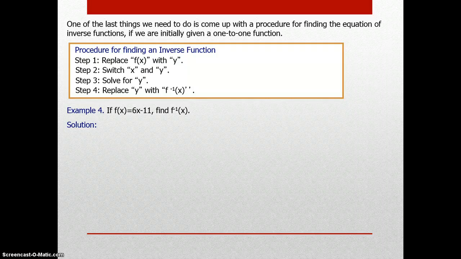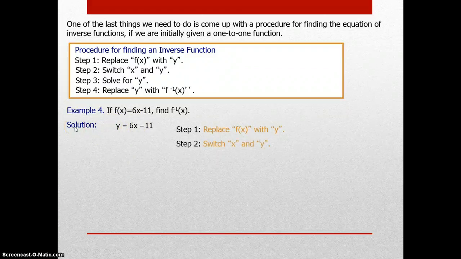So step 1 says, and remember, write the steps so you're familiar with what's going on. So I was given f of x equals 6x minus 11. Step 1 says, replace f of x with y. So I did it right here. Step 2 says, switch my x and y. I'll get x is equal to 6y minus 11. Step 3, solve for y.